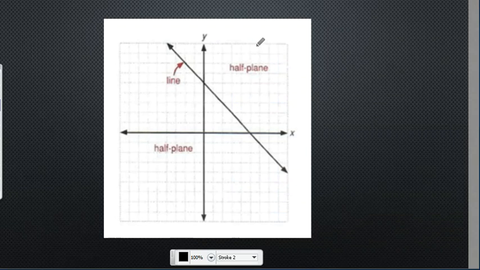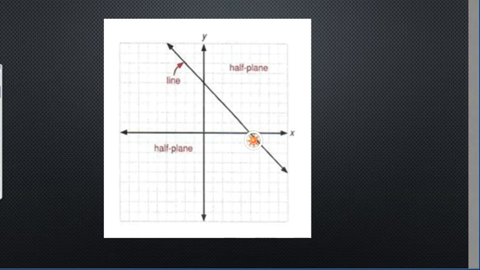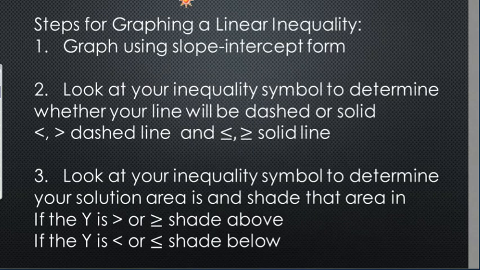Now, every time we draw a graph of a line, it is going to divide the coordinate plane up into 2 different parts. So this will be half of the coordinate plane, and this will be half of the coordinate plane. When we're looking at this side of the line, we would consider that above the line. And if we're looking at this side of the half plane, we would consider that below the line.